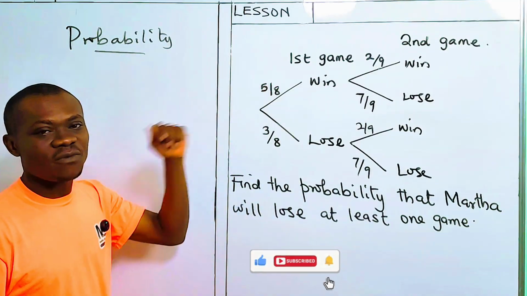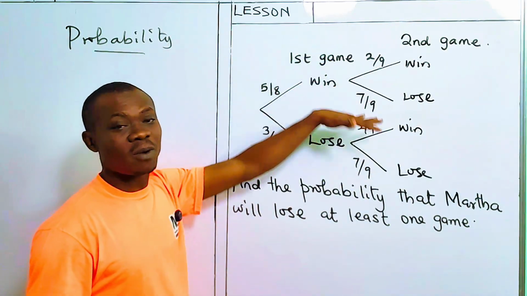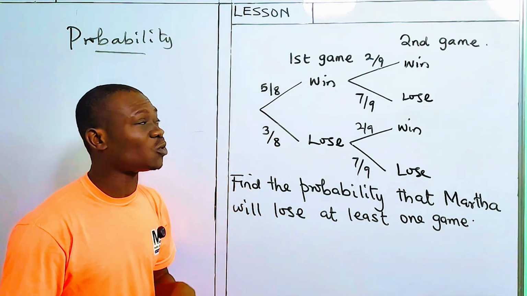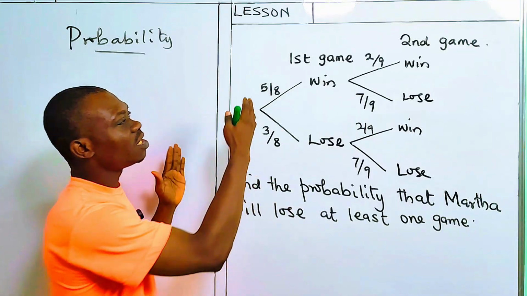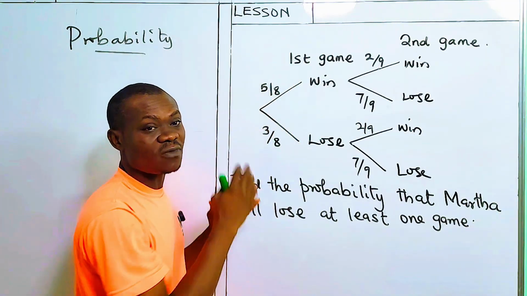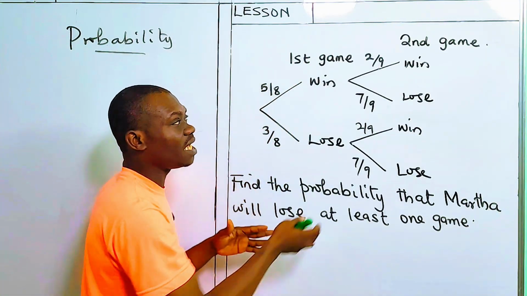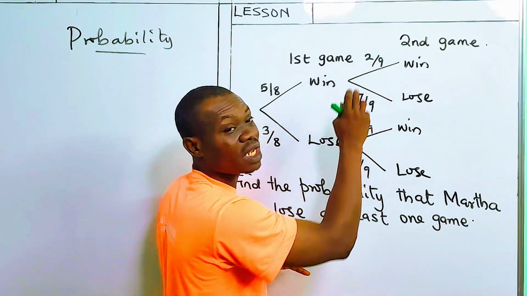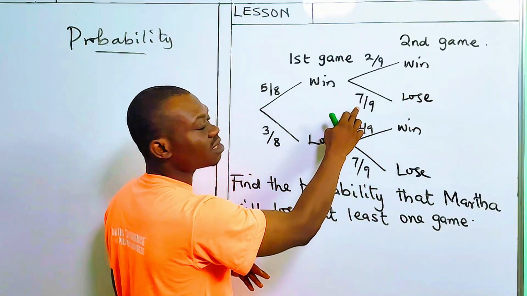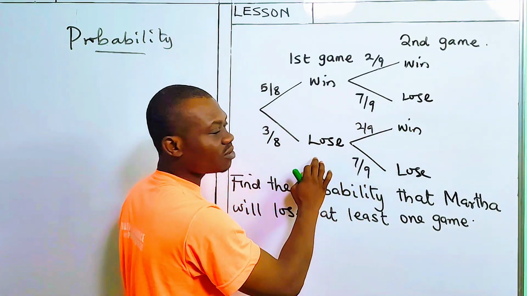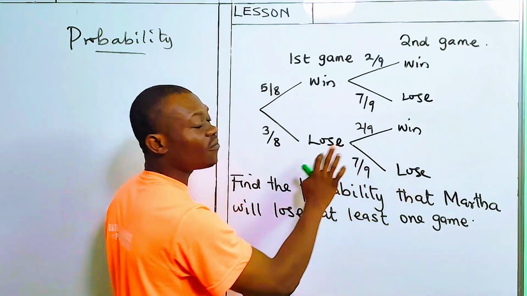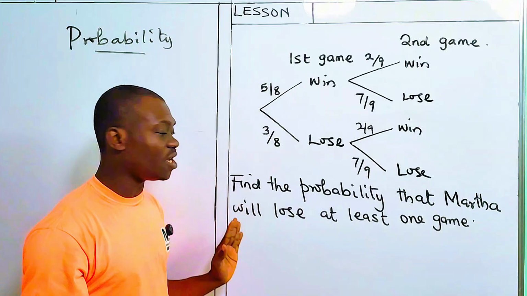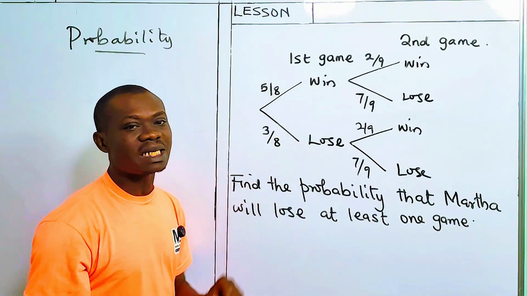Here we have a question, and this is a probability tree that represents a game played by Martha. She played a game twice, and we are told the probability to win the first game is 5/8 and to lose is 3/8. When she played it the second time, the probability to win after winning is 2/9, lose after winning is 7/9, win after losing is 2/9, and lose after losing is 7/9. Then we are asked to find the probability that she will lose at least one game.